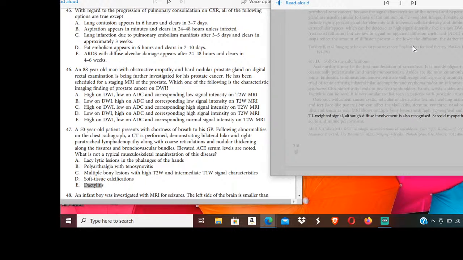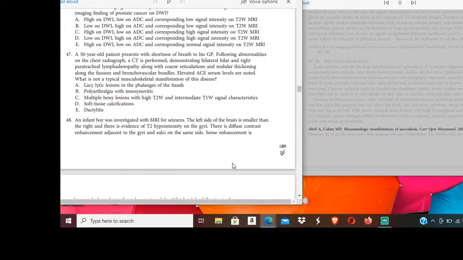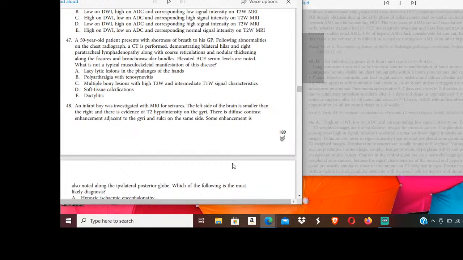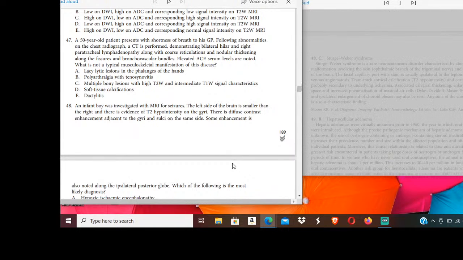Sarcoid myopathy can also be acute and mimic polymyositis. Abril A, Cohen MD, Rheumatologic Manifestations of Sarcoidosis. Curr Opin Rheumatol, 2004, 16:151-5. Monsees BJ, et al. The Requisites, MSK Imaging, 4th ed. Philadelphia, PA, Mosby, 2013:486-7. Chapter 8. Test Paper 4, Answers. 218.